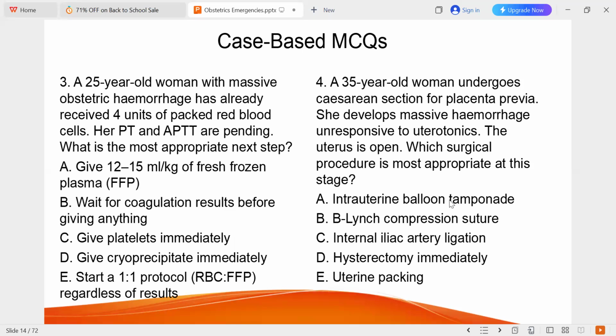A 25-year-old woman with massive obstetric hemorrhage has already received 4 units of packed red cells. Prothrombin time and APTT are pending. What is the most appropriate next step that you would take for this patient?